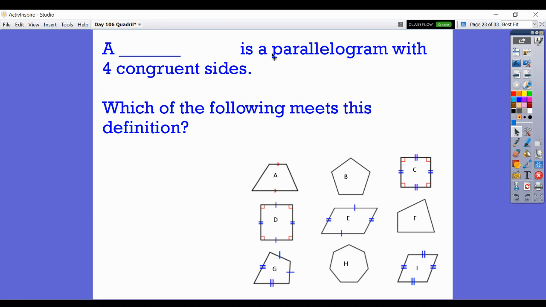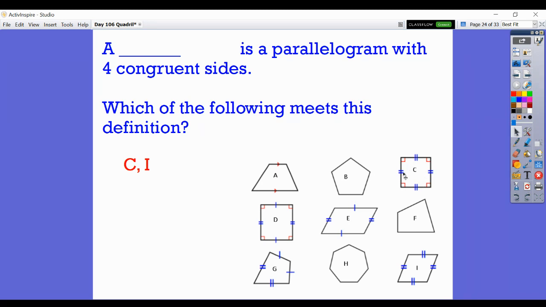A blank is a parallelogram with four congruent sides. That means four equal sides. Which of the following meets this definition? Pause it, answer, and come back. All right, you're back. So you should have gotten C and I.